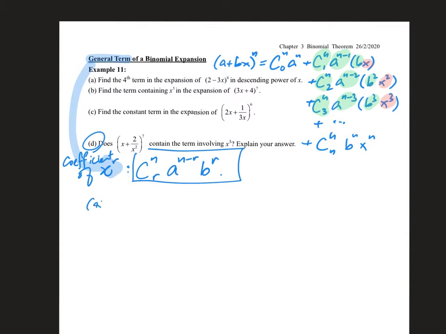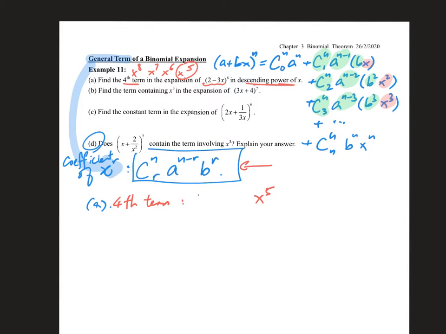Now we start from part A to see the idea. You are finding the fourth term in the descending power of x. In the past, you would expand it term by term and check for the fourth term. But when you talk about the fourth term in the descending power of x, you have power 8, power 7, power 6, and power 5. So this is the fourth term. That's why the fourth term is talking about x to the power 5 here.